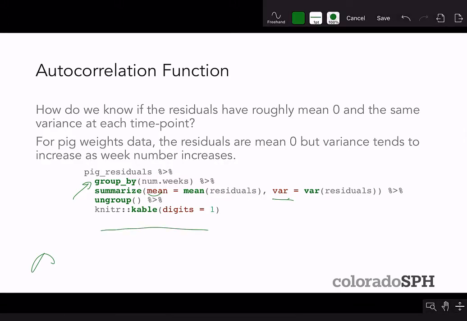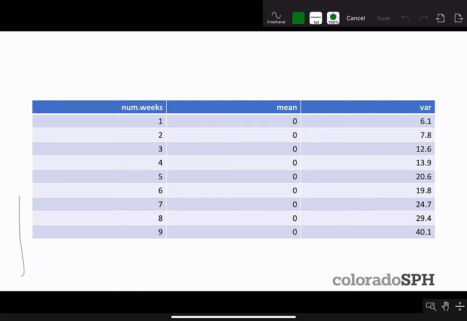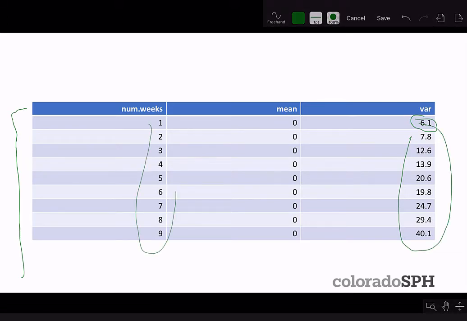And that's printed out on the next slide, but what you'll see is that for this data set, the residuals do have mean 0 at each time point, but the variance tends to increase as the week number increases. So the autocorrelation function might not be as appropriate for this data set since the residuals don't have the same variance at each time point, but we're still going to use it anyway. So here is that table looking at the variance of the residuals at each time point, and you can see that the variance is increasing with each week for the most part.